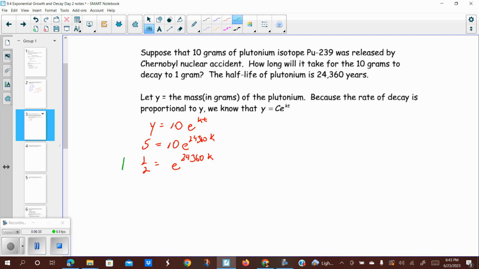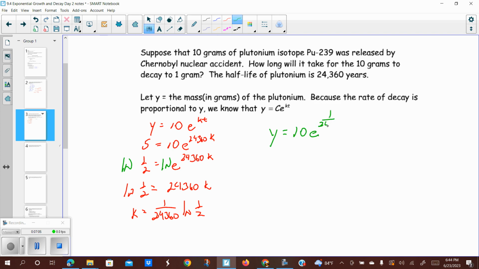We'll take the natural log of both sides, and we get the natural log of 1/2 equals 24,360 K. So K is going to be, dividing by 24,360, 1 over 24,360, natural log of 1/2. So we can plug that back in, and we get Y equals 10 e to the 1 over 24,360 natural log of 1/2 times T.